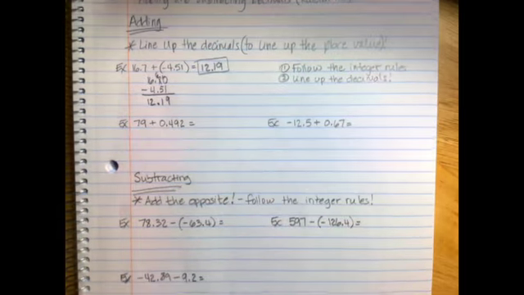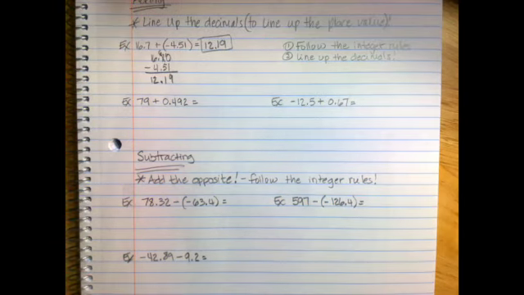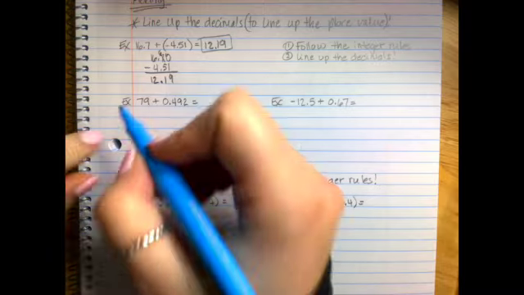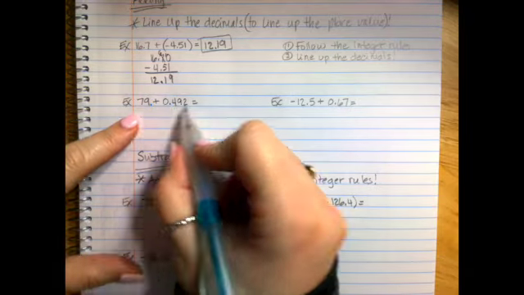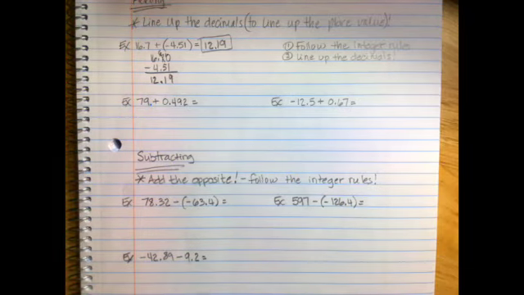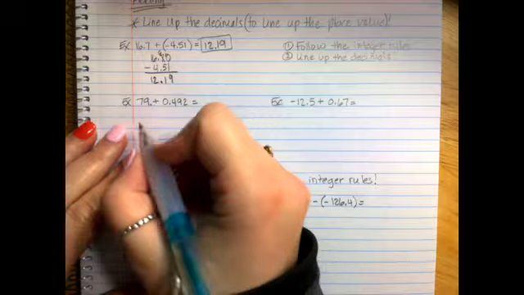Next up, we have 79 plus 0.492. Don't forget, if you don't see a decimal, go ahead and just write it in. It's always in the very back of it. Okay, at the very end. All right. This is simply a straightforward problem, 79 plus 0.492.